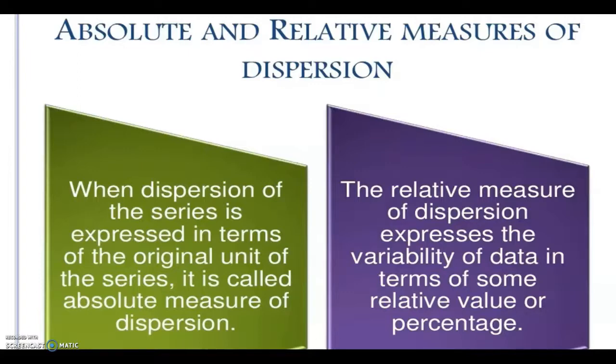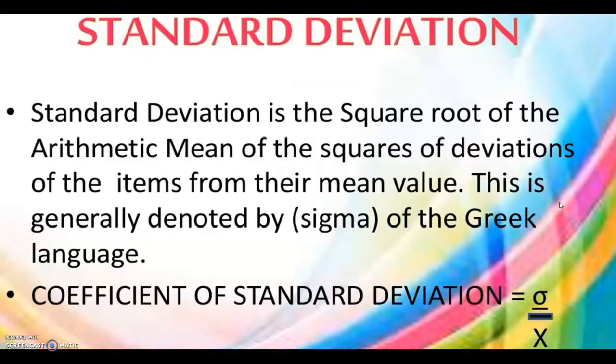Let us move to the next topic, standard deviation. Standard deviation is the square root of the arithmetic mean of the squares of deviations of the items from their mean value. This is generally denoted by sigma of the Greek language. Coefficient of standard deviation is equal to sigma divided by x bar. X bar means arithmetic mean. So what is the formula for coefficient of standard deviation? Sigma divided by x bar.